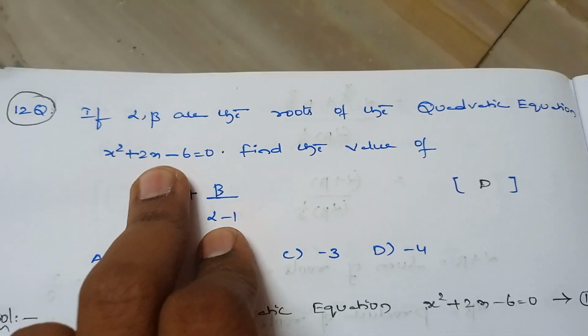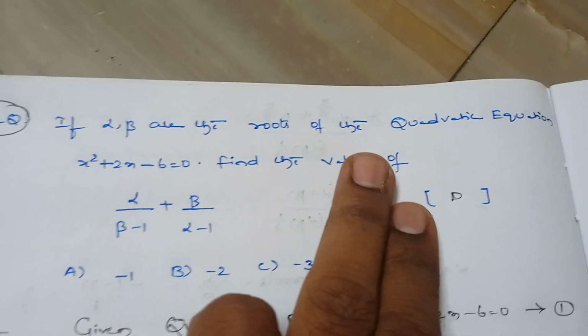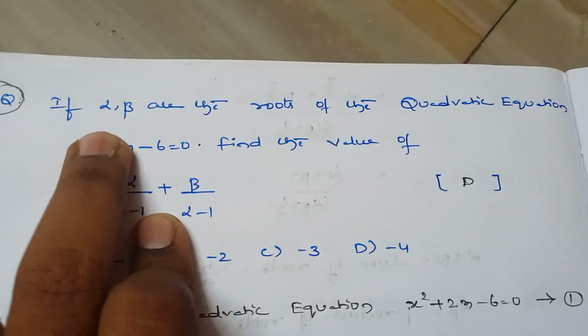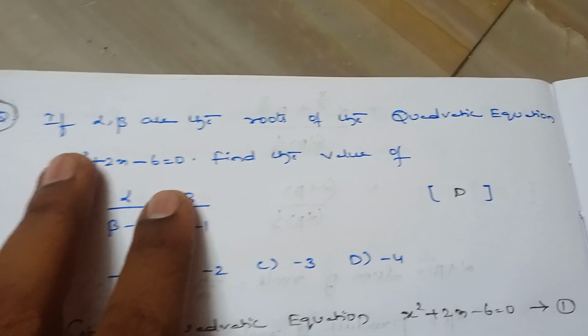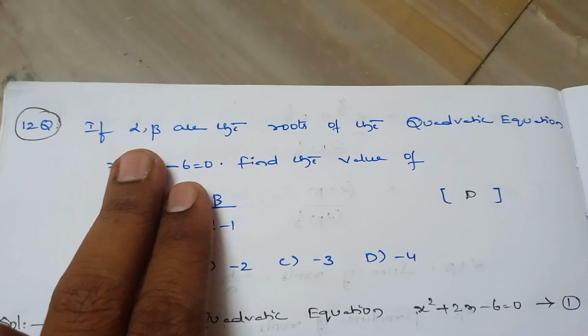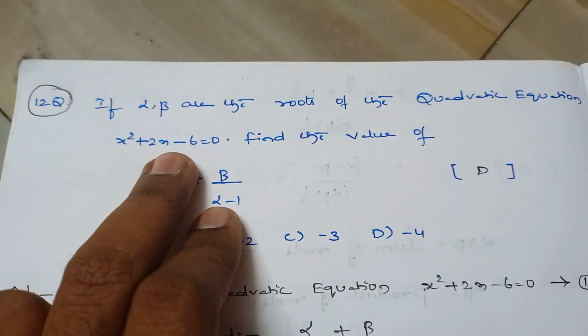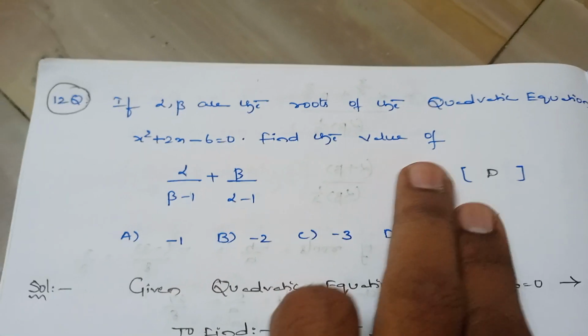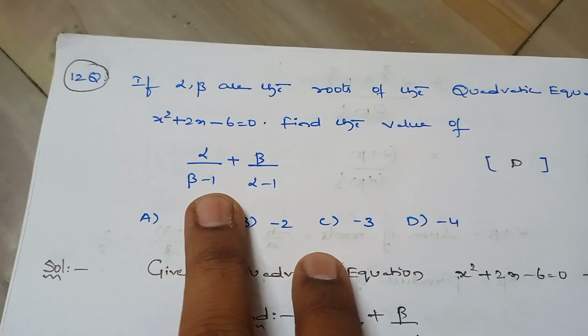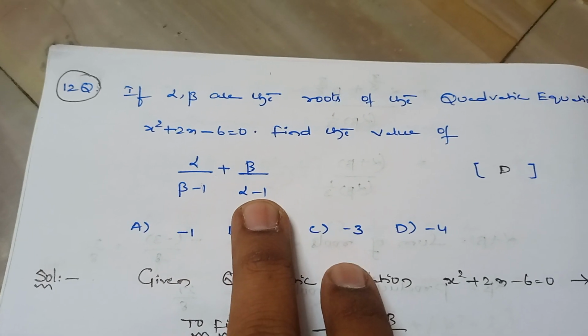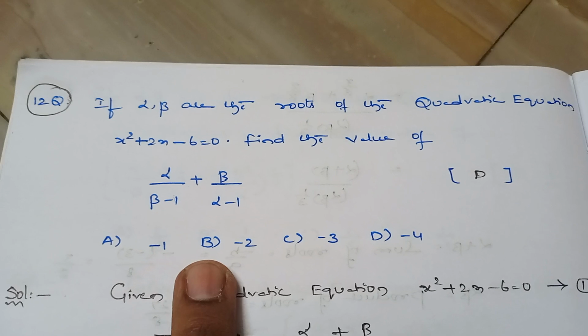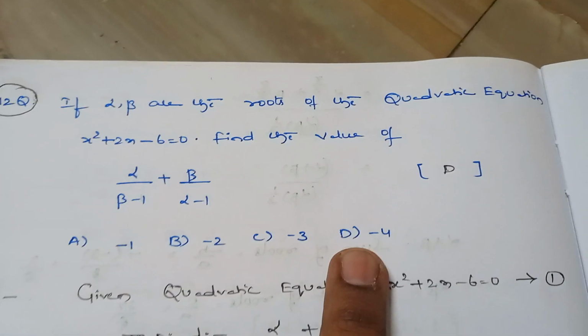Today we are going to continue with quadratic equations of class 10th, finding the roots of the equation. This is the 12th question. If alpha, beta are the roots of the quadratic equation x squared plus 2x minus 6 equal to 0, then find the value of alpha by beta minus 1 plus beta by alpha minus 1, and the options are minus 1, minus 2, minus 3, minus 4.